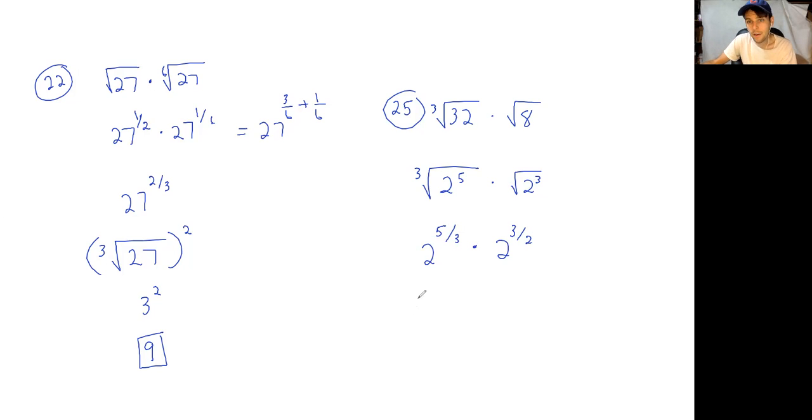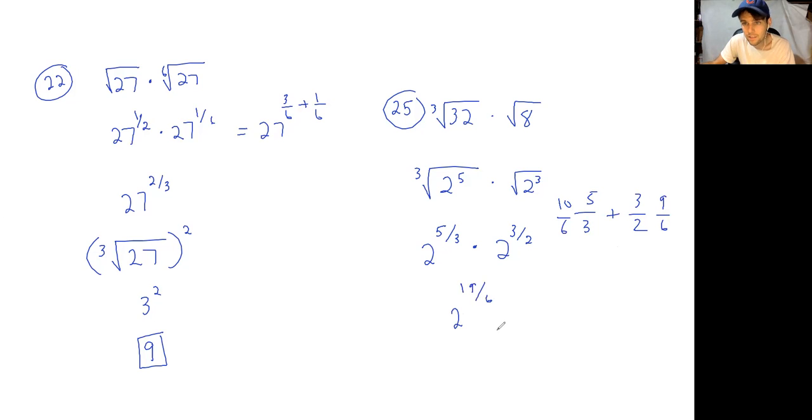All right, now again, I need to add my exponents. That's what I'm supposed to do when I multiply two things with a common base. So I'm adding 5 over 3 plus 3 over 2. Not a common denominator here, so I'll change those both to 6. So that's going to be 10 over 6 plus 9 over 6, right? Yep. That's 19 over 6. So we have 2 to the 19 over 6.